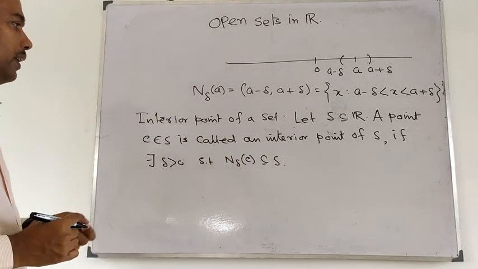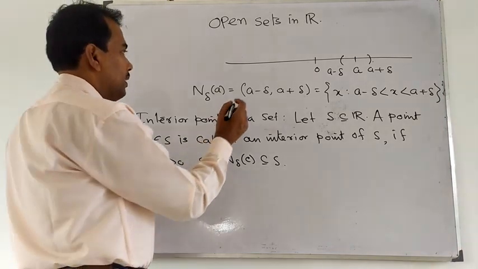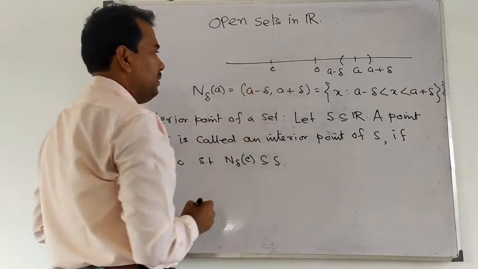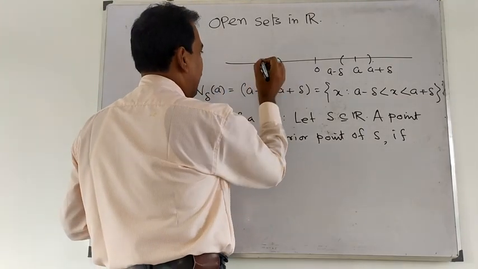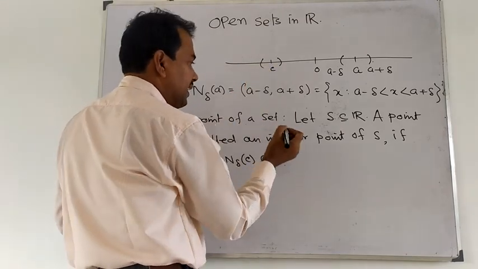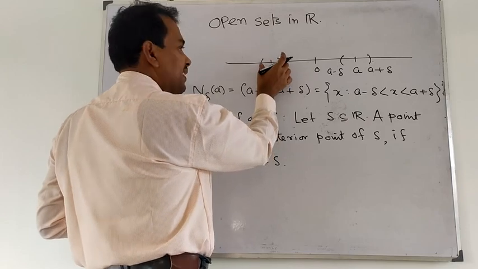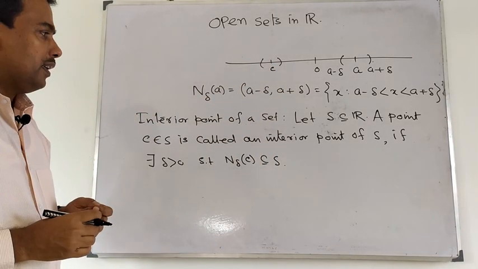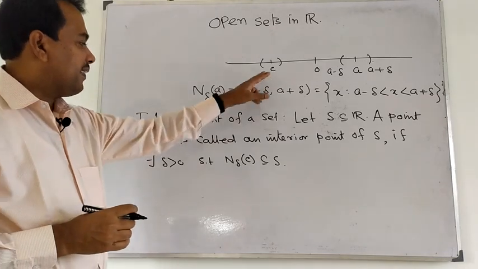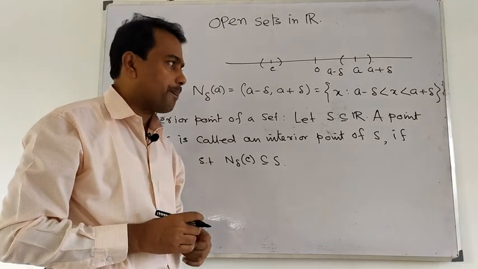Now we show it geometrically. Suppose C is a point on the line. If there exists a neighborhood, that is, there exists delta such that all the points in this neighborhood are also points of S, then we say C is an interior point of S.